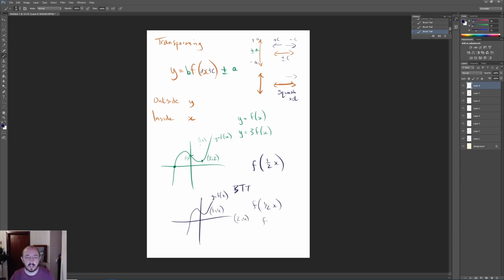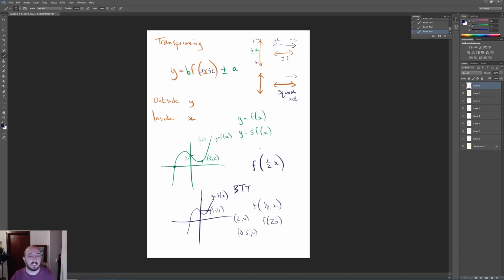Okay, if it was f of 2x, then the 2x, if it was outside the brackets, it would stretch it by 2, but inside the brackets it will squash it by 2. So that 1 will be coming squashed closer to the y-axis, so that bit is squashed by a factor of 2, so that will become 0.5,4. Notice that the y value is not affected by this.